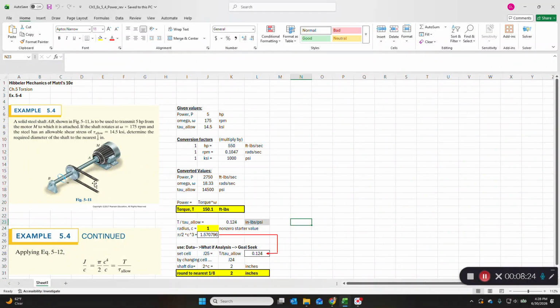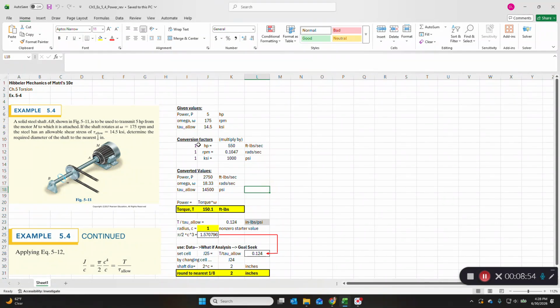So this is a design problem. You can see that omega is shown here as a clockwise rotational angular velocity, and we can go forward from there, right? So what are the given values? Well, 5 horsepower, and we're just going to keep that in there for now, 5 horsepower. Omega was given as 175 RPM, and tau allowable was given as 14.5 ksi. So we have to get everything into the same units, right?